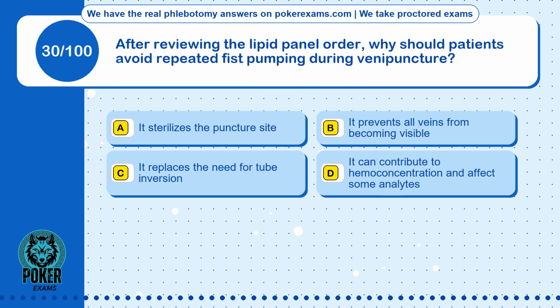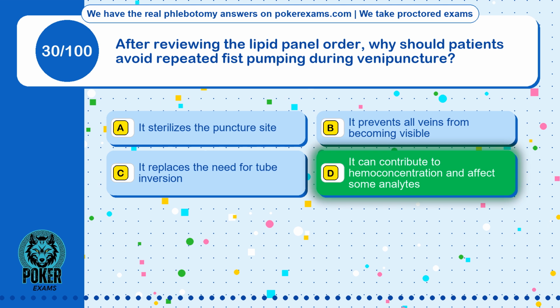Question 30. After reviewing the lipid panel order, why should patients avoid repeated fist pumping during venipuncture? Option A. It sterilizes the puncture site. Option B. It prevents all veins from becoming visible. Option C. It replaces the need for tube inversion. Option D. It can contribute to hemoconcentration and affect some analytes.